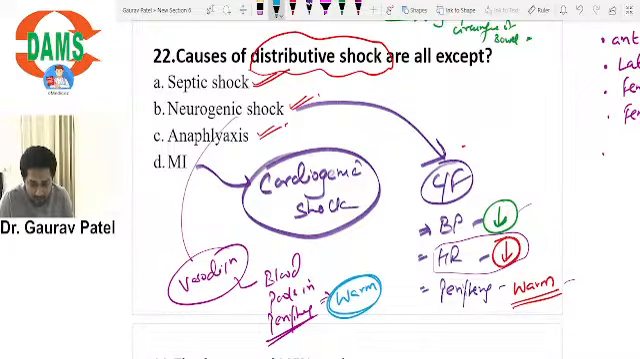In case of cardiogenic shock, in case of hemorrhagic shock, it will be cold. In hemorrhagic shock and all, it will be cold. But in this case, it will be warm. In the distributive shock, it will be warm. In the other types of shock, it will be cold periphery.